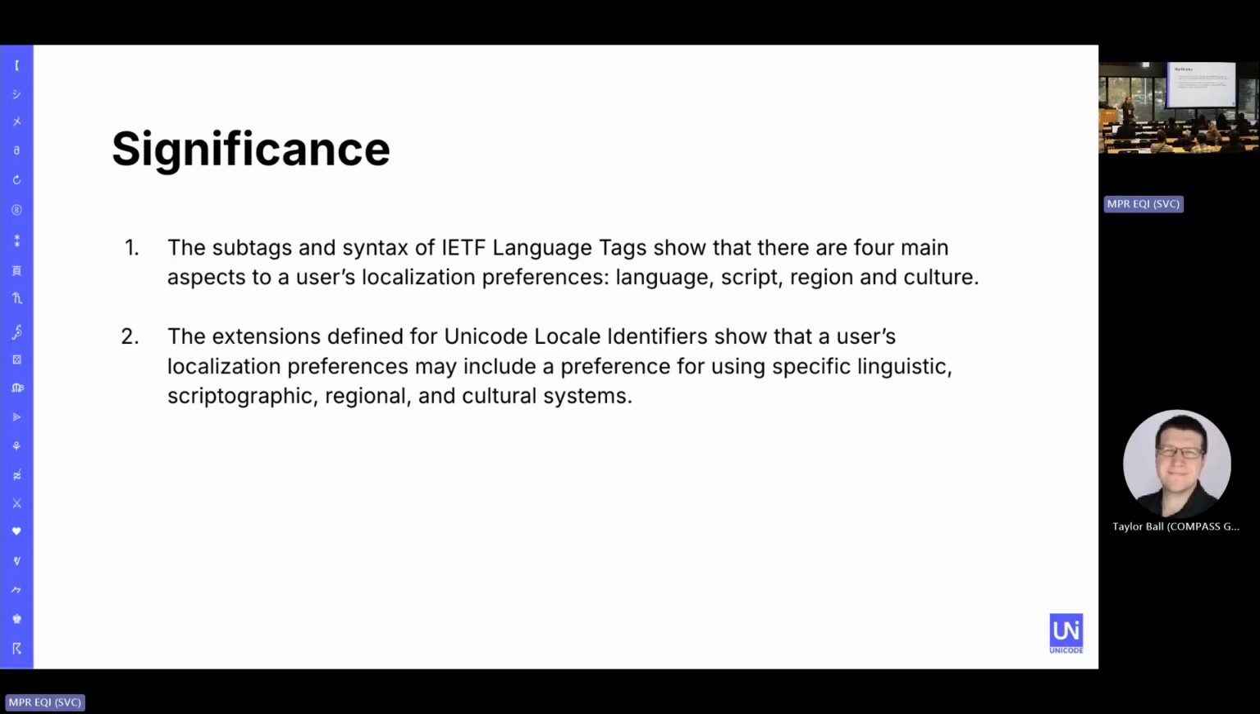Okay, so why does any of that matter? Well, it matters because the subtags and syntax of IETF language tags show that there are 4 main aspects to a user's localization preferences as they're defined today: language, script, region, and cultural tradition. And the extensions defined for Unicode locale identifiers show that a user's localization preferences may extend to a preference for using specific linguistic, scriptographic, regional, or cultural systems.